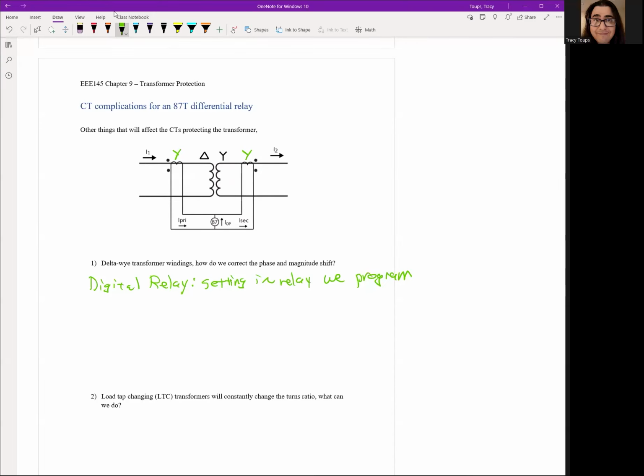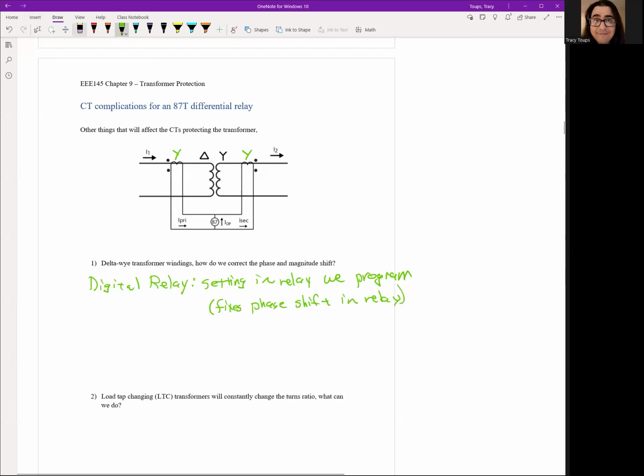Okay. So I would even say it fixes the phase shift in the relay.